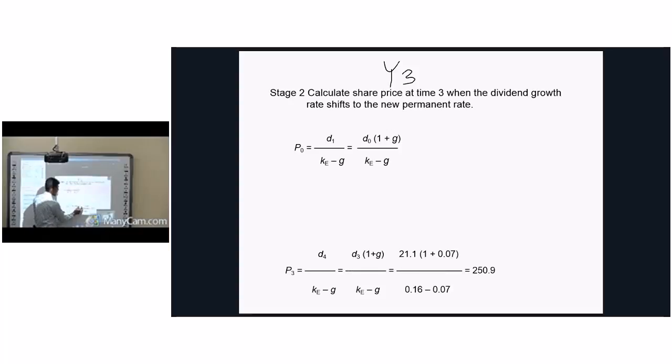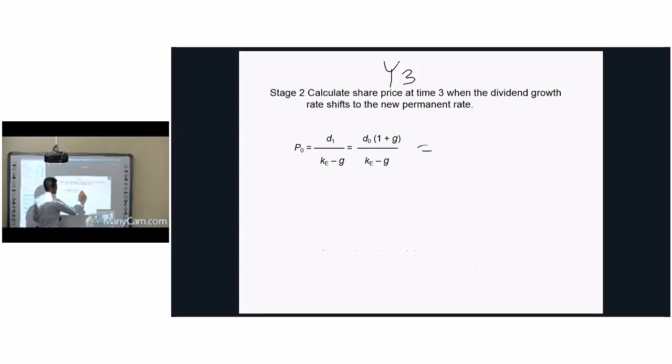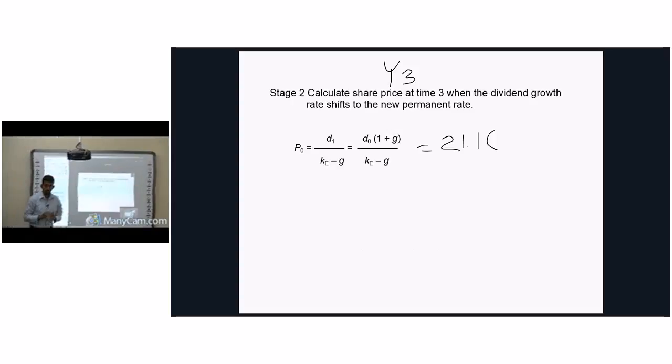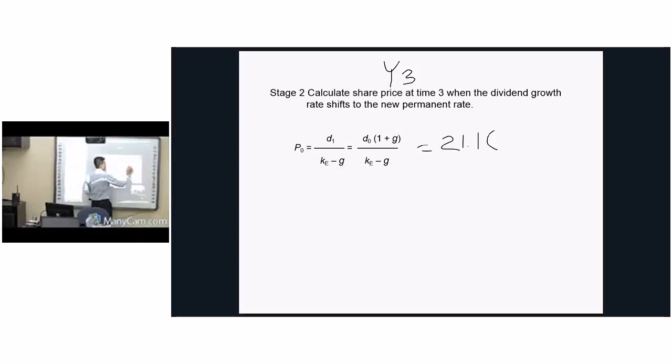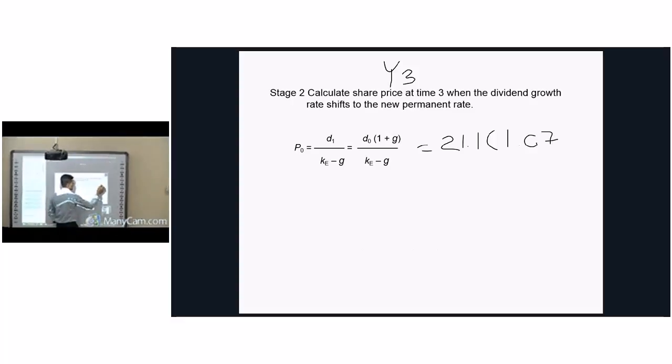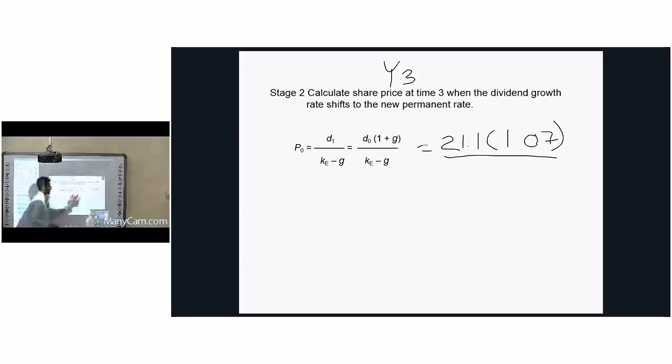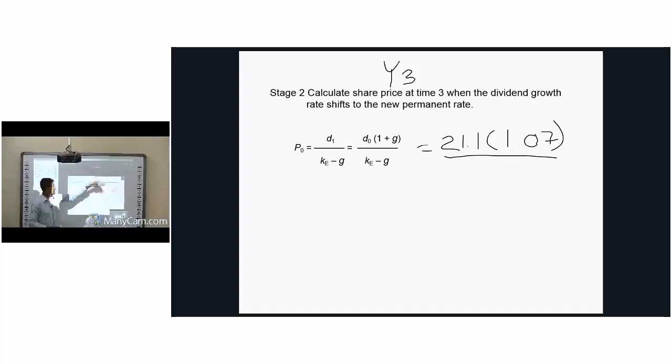So we take 21.1 for that. Then what is our growth rate? Now we have a new growth rate. We are no more at 12%, now we have 7%. So then 1.07, that's our growth rate. This is the year 4 value. Now KE minus G.